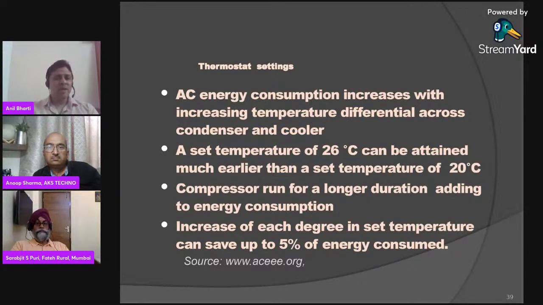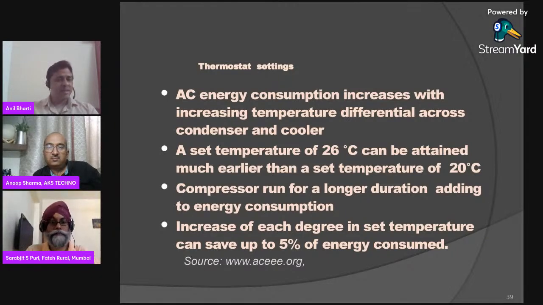So an increase of every degree in set temperature can save up to 5% of energy consumed. This source is again ACEEE, I forgot its full form. This is again research data. So if we control the set temperature a little, we can also save a lot of energy. It is very important that we focus on this last point: an increase of each degree means that 5% of the energy consumption we could reduce.